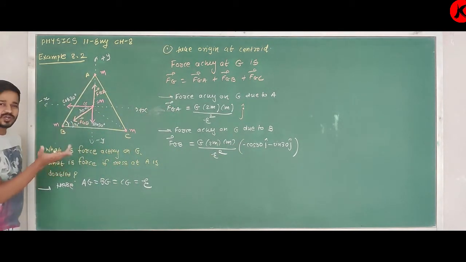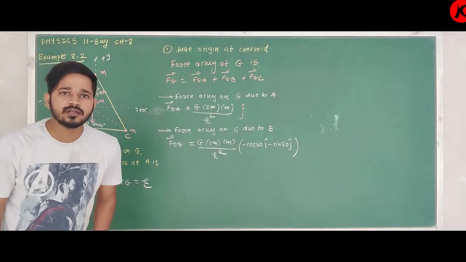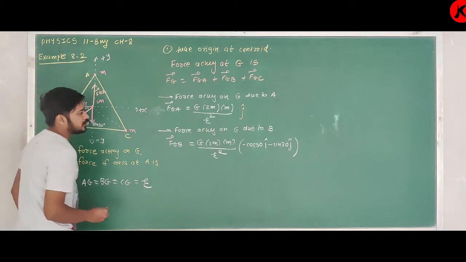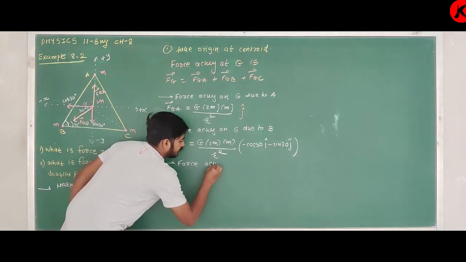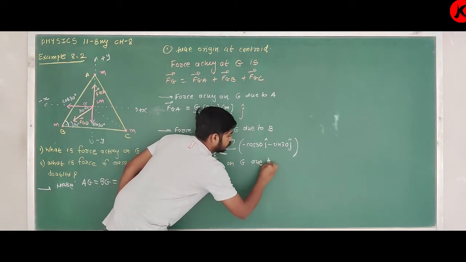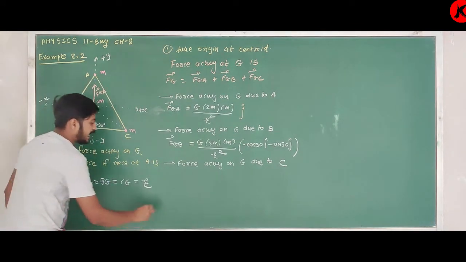And see, it is in the third quadrant, so obviously two components are negative. Clear? Any doubt? Okay. Now next, force acting on G due to C. FGC.